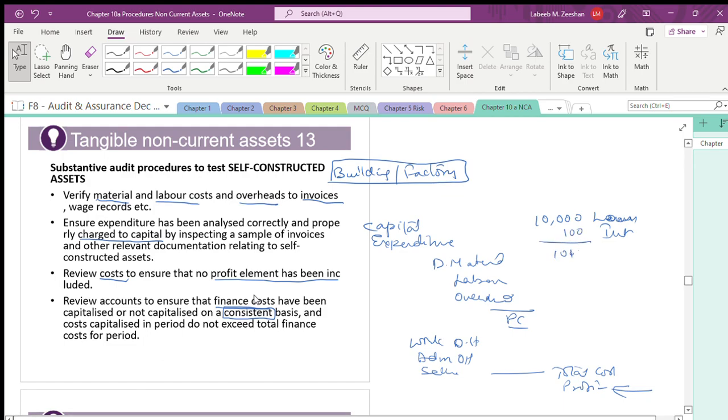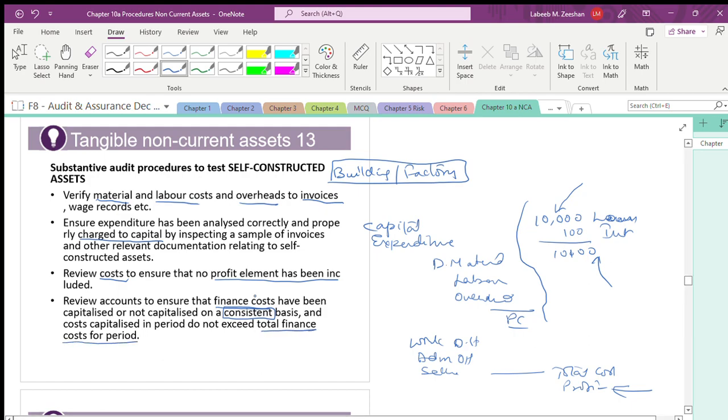10,100. Is it right? Now you want to show this 10,000 as an asset or you want to show 10,100 as an asset, it has to be done consistently. So in some cases, this is all individual. But whatever you are doing, it has to be clearly presented. And cost capitalized in the period must not exceed the total finance cost.